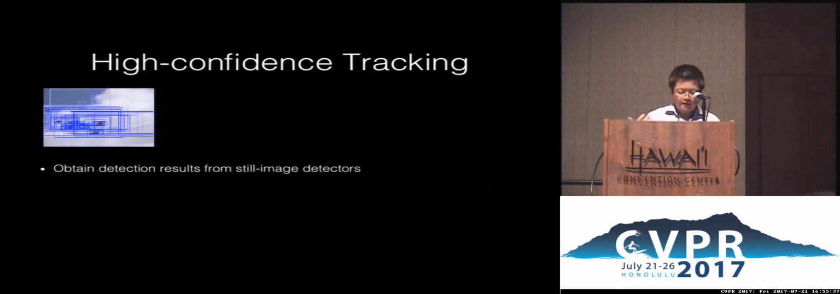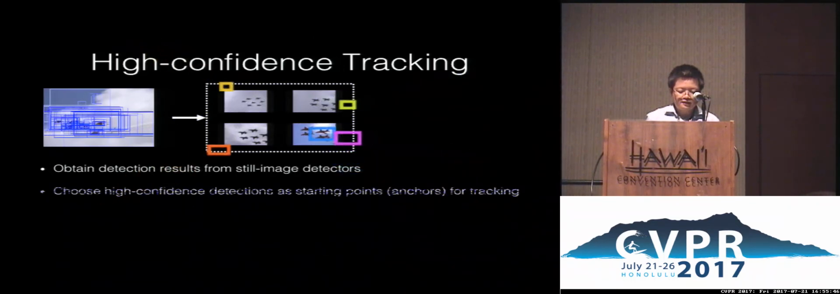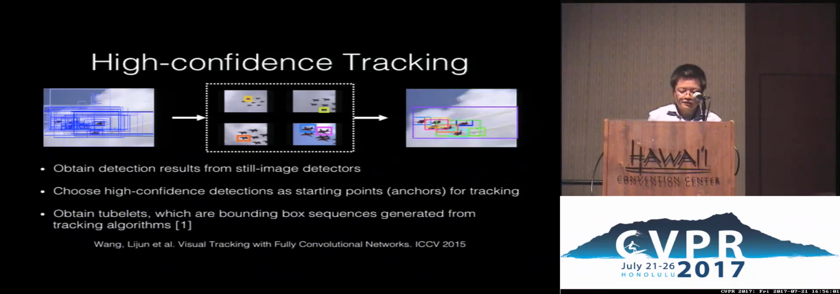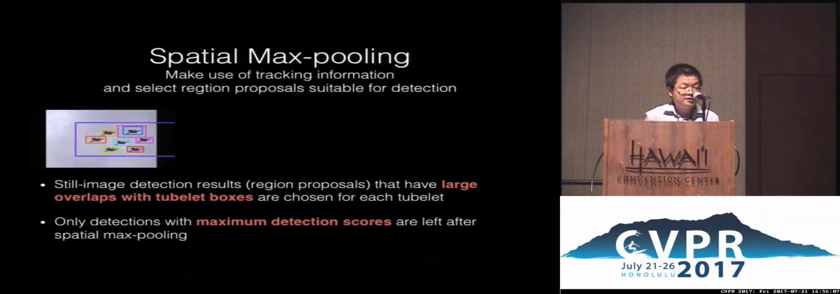We first obtain the region proposals from the still image detectors. Then we select some region proposals with very high confidence scores. We use these as anchors to do the tracking. And then you can observe the tubelets obtained after the tracking. However, we observe that this method has a problem. If you directly use these tubelets for the detection, the mean AP will be quite low.